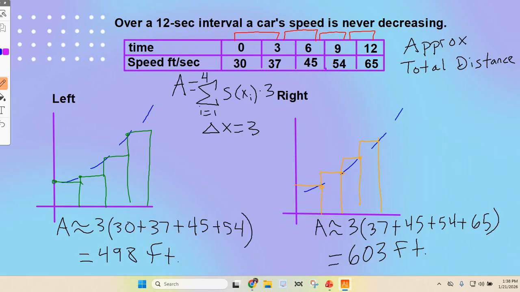Which, since we're increasing here, our left approximation should be what? An under approximation. And our right approximation should be an over approximation, which makes sense that then 603 is bigger than our 498. What questions do we have on that one? So far so good. Let's look at another one.